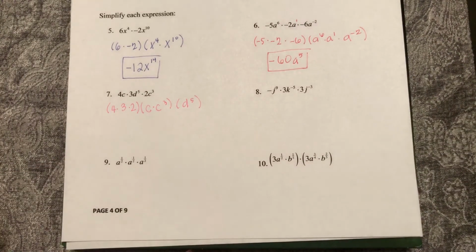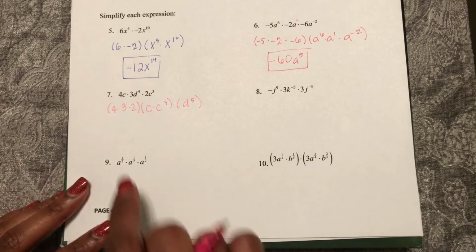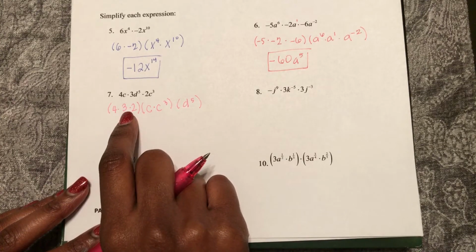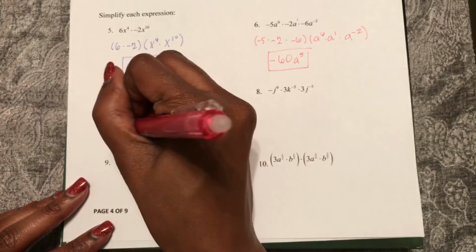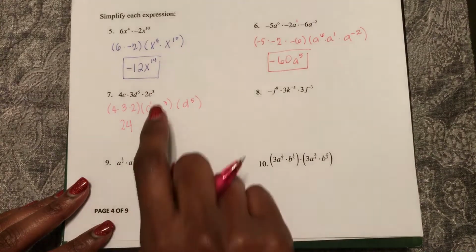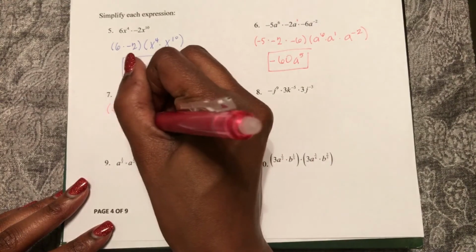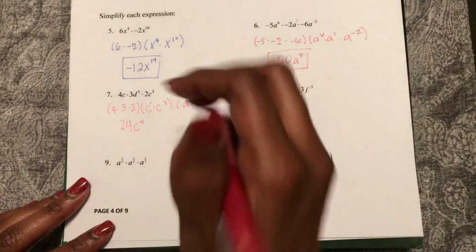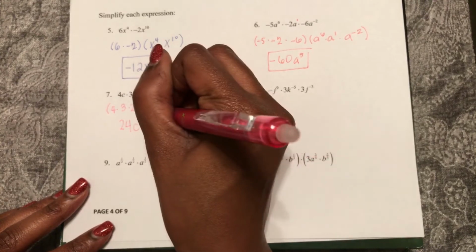So I decided to rewrite this one just because now there is more than just 2 terms, and it might be helpful for you to group like this to see what actually goes together. So 4 times 3 is 12, times 2 is 24. C is c to the 1st power. 1 plus 3 makes c to the 4th, and d to the 5th stays the same.